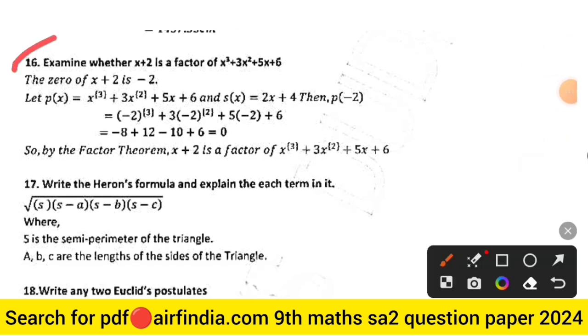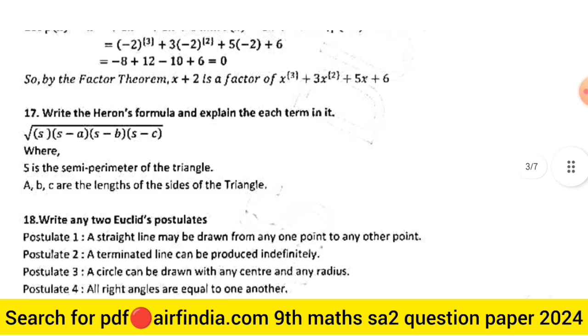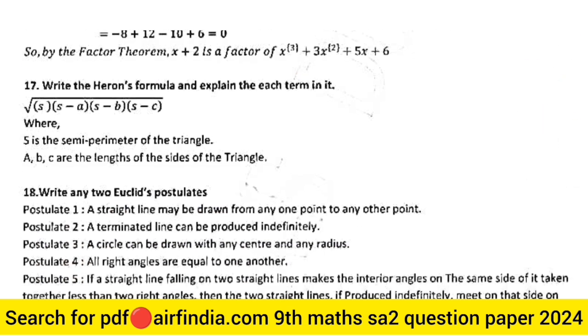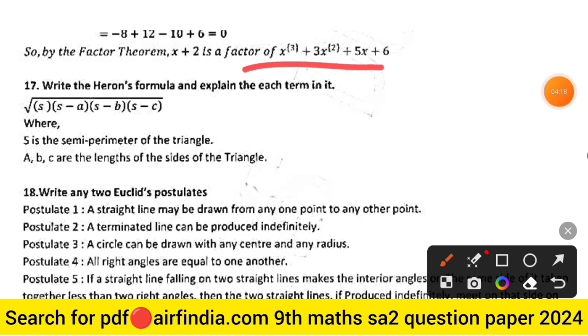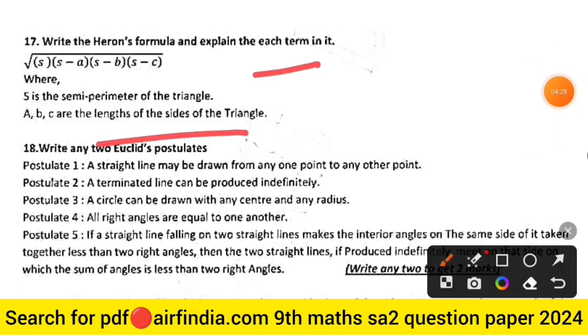Next is question number 16. Examine whether x + 2 is a factor of x³ + 3x² + 5x + 6. Okay, so this is your explanation. Where x + 2 = 0 gives x = -2. So by the factor theorem, x + 2 is a factor of x³ + 3x² + 5x + 6. So question number 17 is write Heron's formula and explain each term in it. Okay, so this is your formula, and for triangle ABC, a, b, c are the lengths of the sides of the triangle.